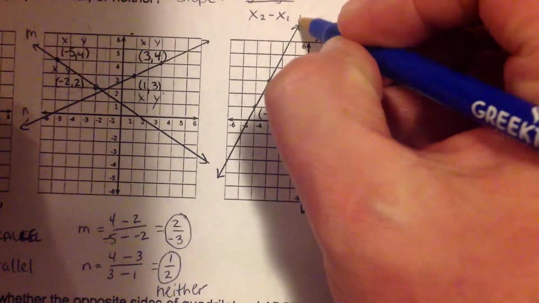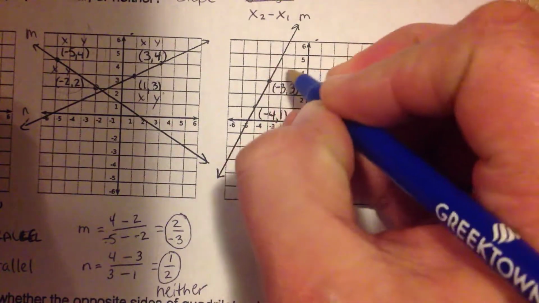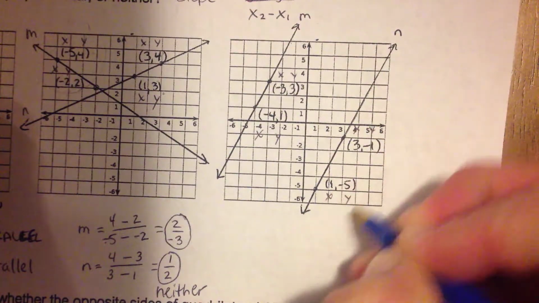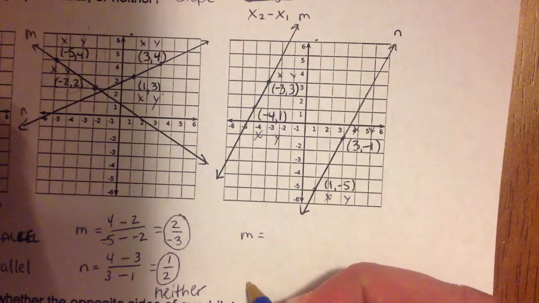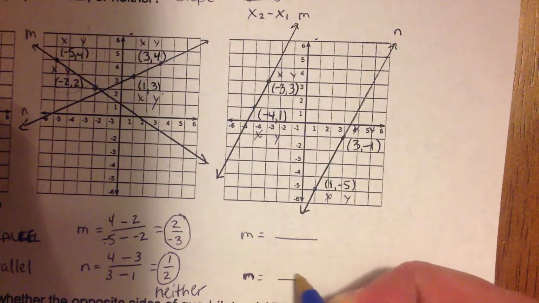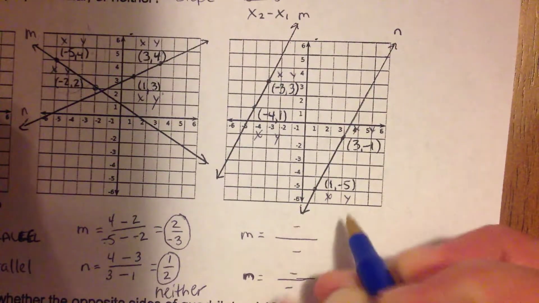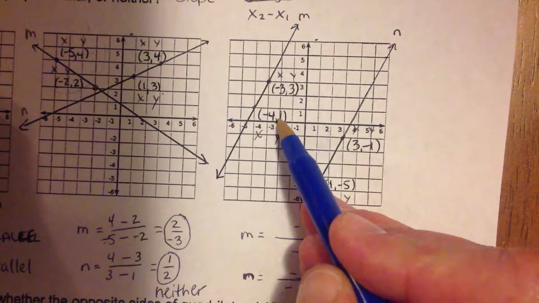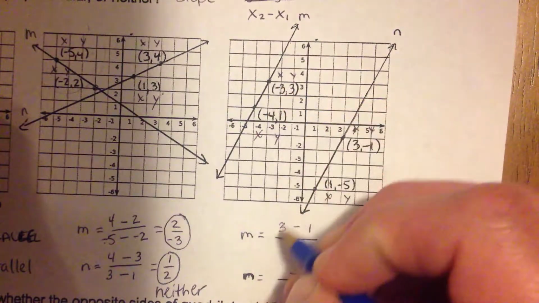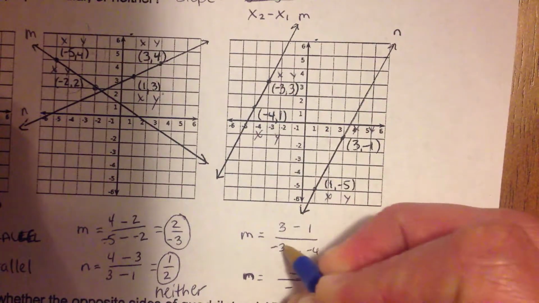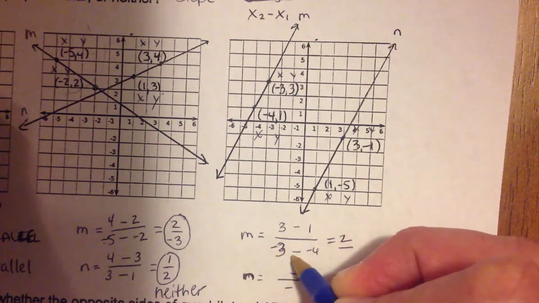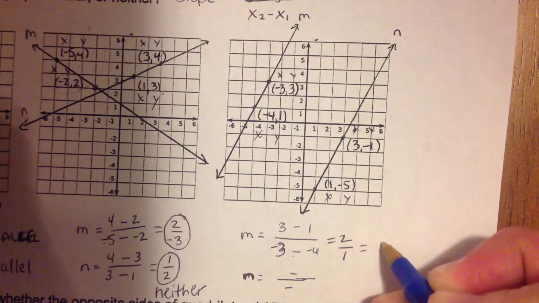Alright, line M, line N. So let's look at line M first. I subtract my y's on the top, 3 minus 1. I subtract my x's on the bottom, negative 3 minus negative 4. So 3 minus 1 is 2. Negative 3 minus negative 4 is positive 1. 2 divided by 1 is 2.